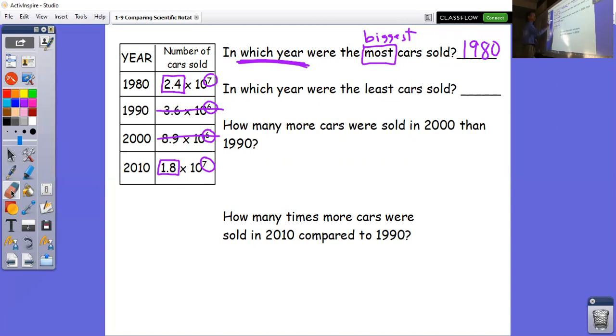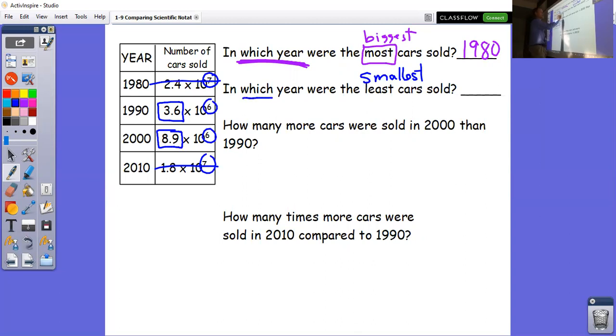If we take a look at the next question, in which year were the least cars sold? So this means we're looking for the smallest number. So again, I'm looking at my exponents, 7, 6, 6, and 7. The 7s are obviously bigger than the 6s. I'm looking for the smallest number. These are tied, 6 and 6, so I need to look at the number in front of the times 10. I have a 3.6 and an 8.9. Obviously, 3.6 is smaller. Again, it says in which year, so this would be the year 1990.